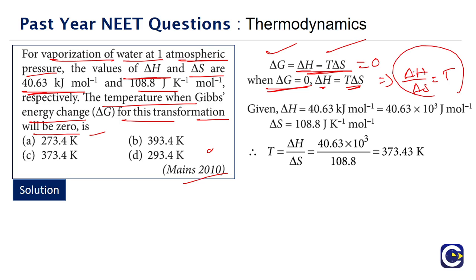But before the calculation, we have to take care of the units. Delta H is 40.63 kilojoule per mole. We have to convert this into joule, so 40.63 into 10 power 3. Delta S is 108.8 joule per kelvin per mole. Substituting delta H by delta S: 40.63 into 10 power 3 divided by 108.8. The value comes to approximately 373.43 kelvin. So the option we can choose is option C.